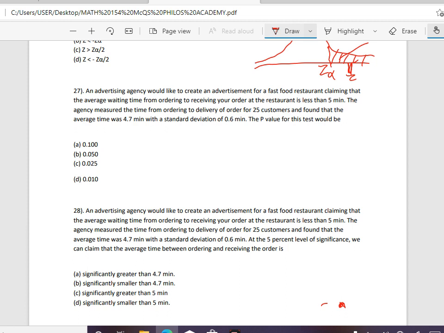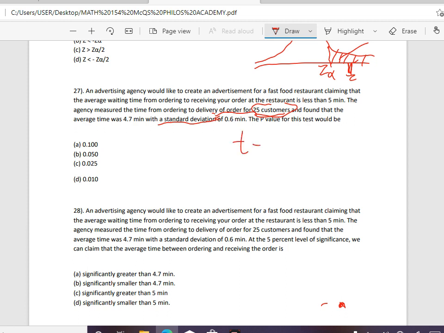Now, to find the p-value here, check what type of standard deviation is given. You've been given a sample standard deviation. This standard deviation is referring to the sample. And check the sample size. The sample size too is less than 30. So you should know you are using T. The sample size is less than 30, and at the same time the standard deviation is not a population standard deviation. So you are using T.